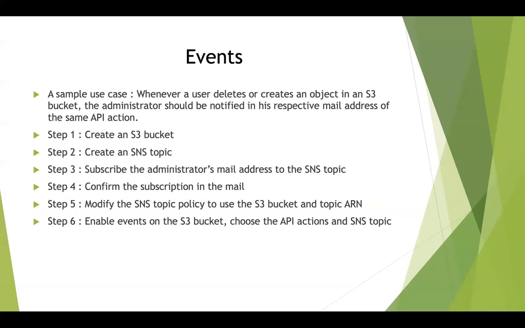And then we are going to modify the topic policy to use the S3 bucket and the topic ARN. And then we are going to enable events on the S3 bucket, choose certain API actions such as deletion or creation, and then choose the SNS topic. So after doing this configuration, what is going to happen? The end result is going to be that whenever a user creates an object or deletes an object, we will be able to get a notification in our mail as to what is the source IP of the person who has done that, what was the object that he has uploaded, or what was the object that he has deleted, and so on.